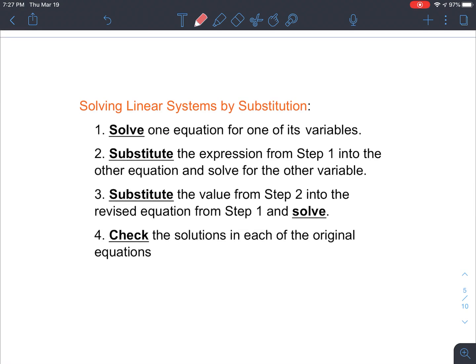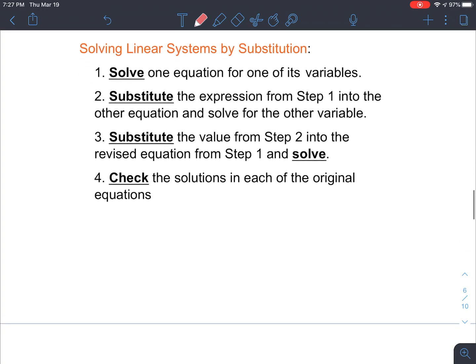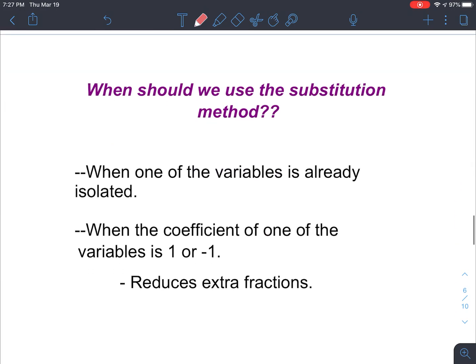Now, obviously, if we have a true statement or false statement, we know no solutions or infinitely many solutions. But if we get a value, we're going to take that value and plug that back into the equation you have already manipulated. And again, that's just to make your life a little bit easier. And finally, you want to check the solutions, whether you check that graphically or you check that by plugging in. You always want to make sure that you are double checking your answers.